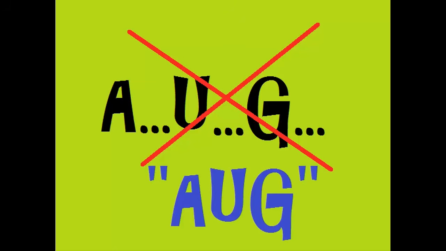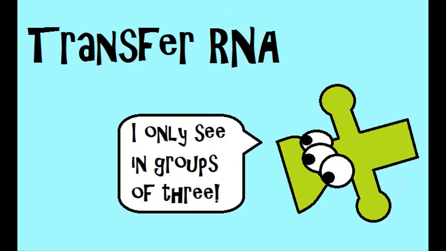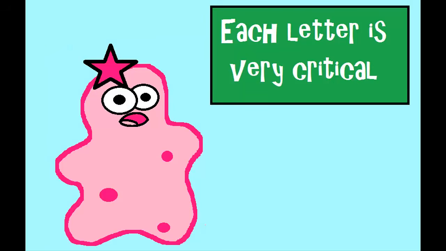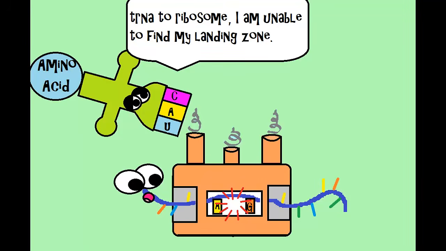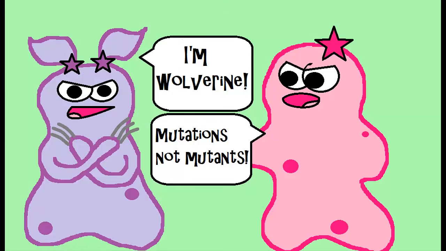And so because it reads in 3s, when we get into mutations, we'll talk about how if you end up taking out one letter, that could be very bad. Because if you read in 3s and you take out one letter, that will mess up your reading frame for the rest of that strand. So when we get to mutations, we'll really go into that.